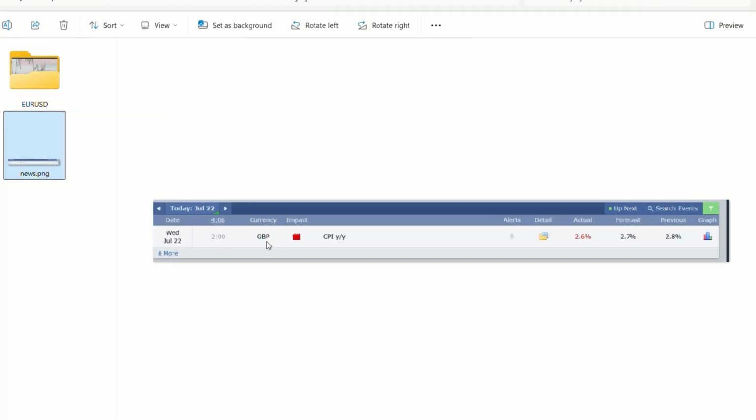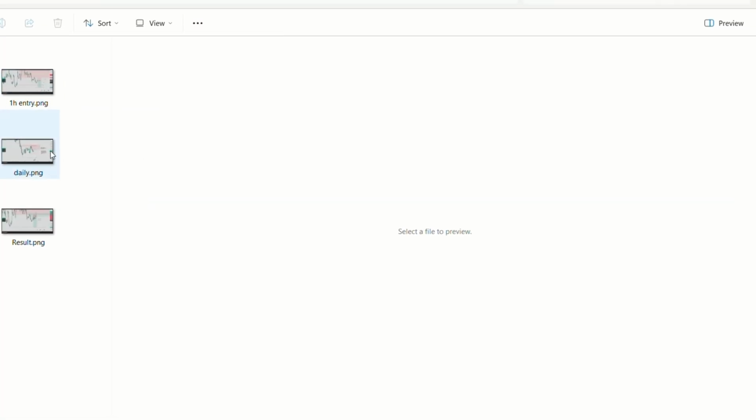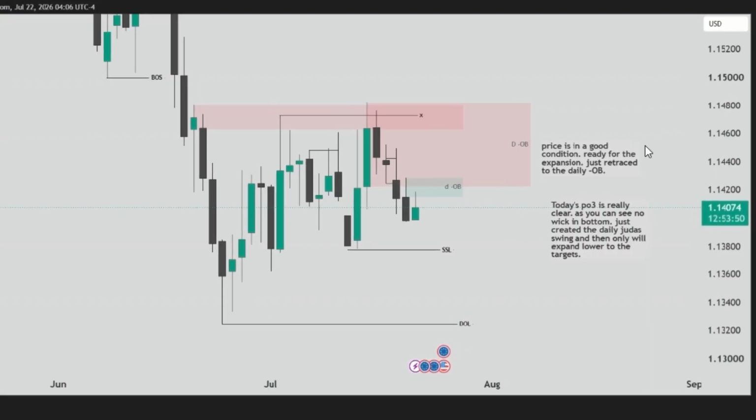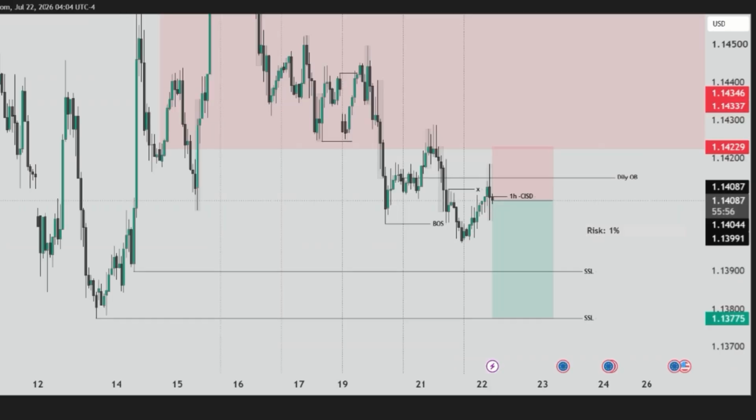22nd July, we have the news on CPI, GBP London session. We have a trade on Euro USD again. We have the daily price in a good condition, ready for the expansion, just retrace to the daily bearish order block. As you can see, after manipulation, we have a change in the state of delivery with this big bullish candle. Today's power of 3 is really clear. As you can see, the daily just created the swing, and then will only expand lower to the targets. There is no wick to the bottom, and this is how a bearish candle forms. This is the continuation of the previous trade that I took, which was a break even. I just continue taking shorts on that as well.